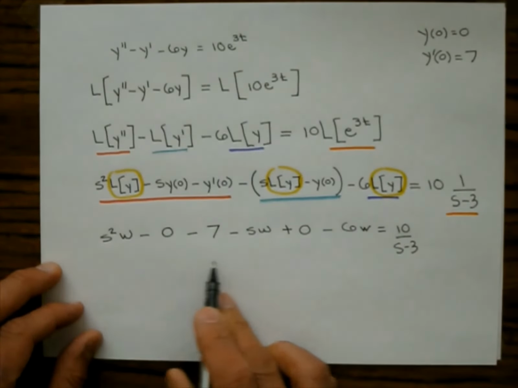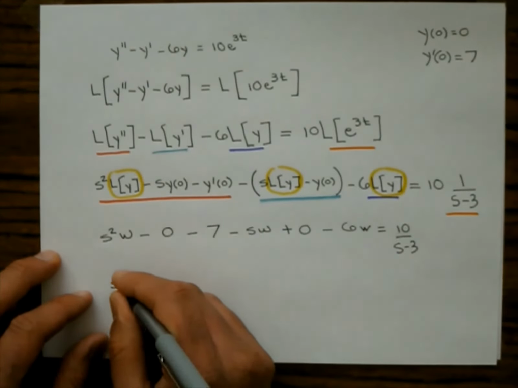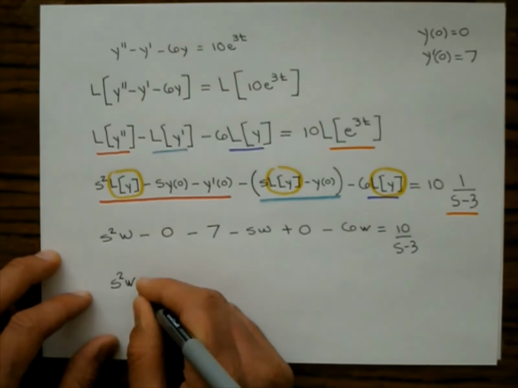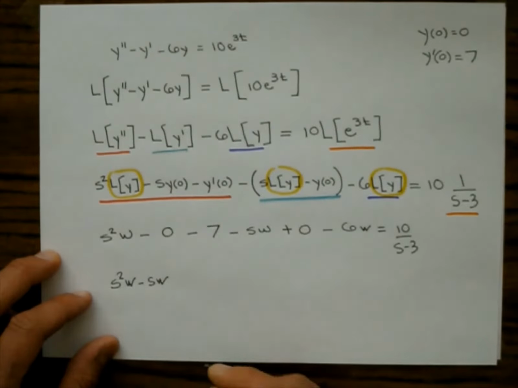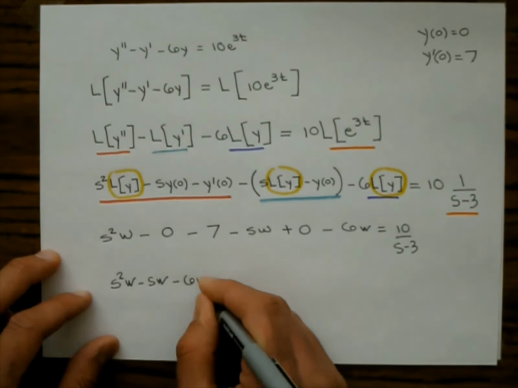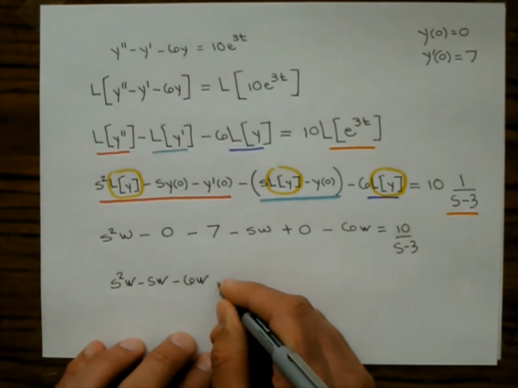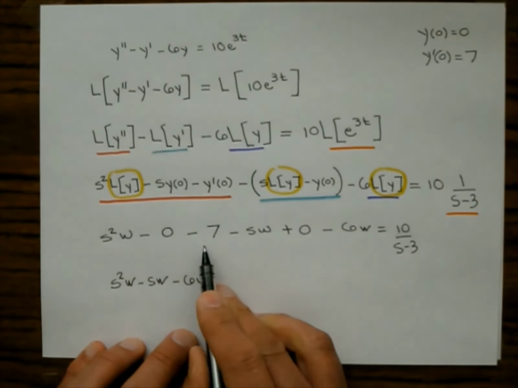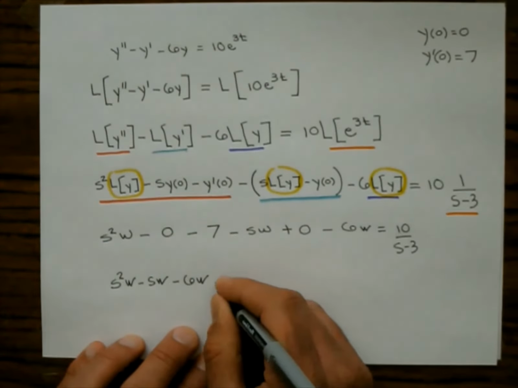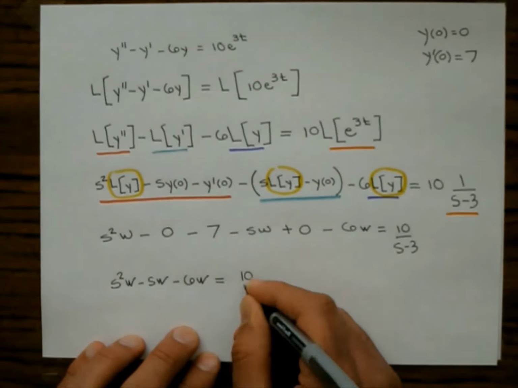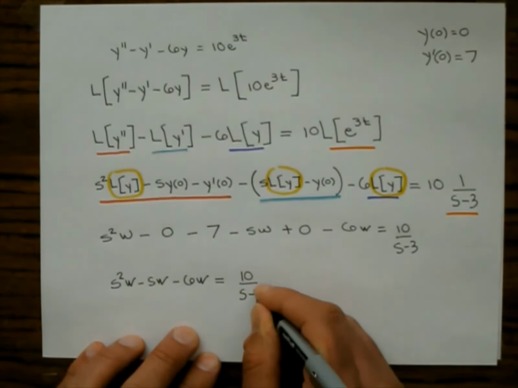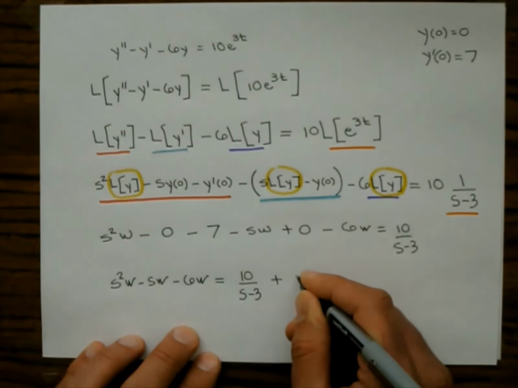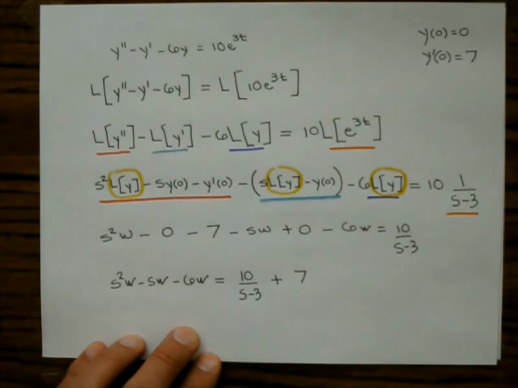Let's clean up the left-hand side. I have s squared w minus s w minus 6w. We have a minus 7 here that doesn't have a w, so I'm going to move it to the other side of the equation. So this equals 10 over s minus 3 plus 7. That's what I have now, and let's continue.